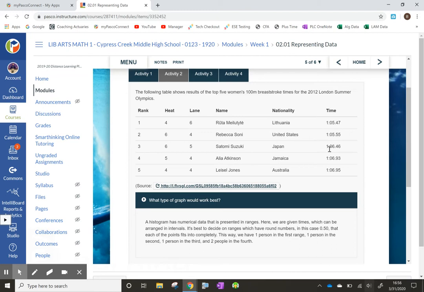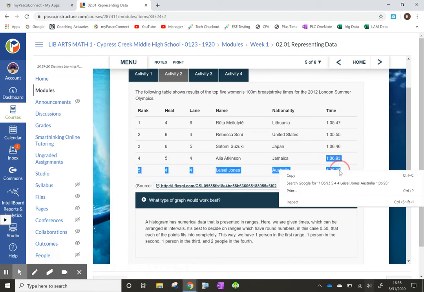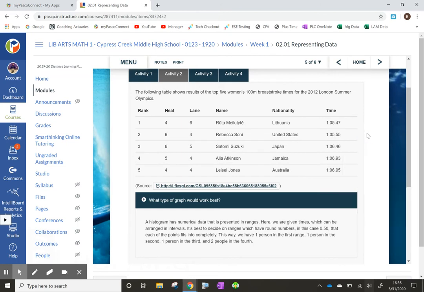Then you can go from 1 minute 6 seconds flat to 1 minute 6 seconds 0.5, and this person would fall into that range. And then the last range, you could say 1 minute 6 seconds 0.5 to 1 minute and 7 seconds flat. In that case, there'd be 2 people, because both of these people fall in that range of between 1 minute 6 seconds 0.5 and 1 minute and 7 seconds flat. You have 2 people that would fall into that range of values. So you can make a histogram like that for sure.